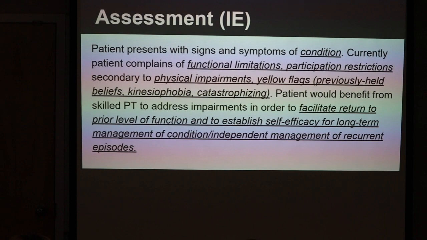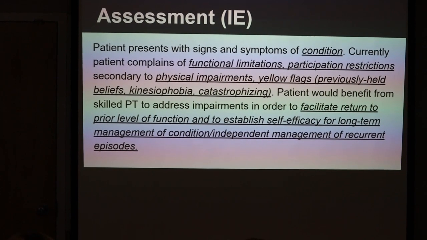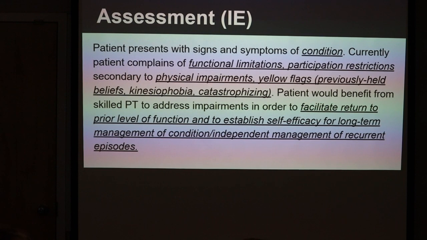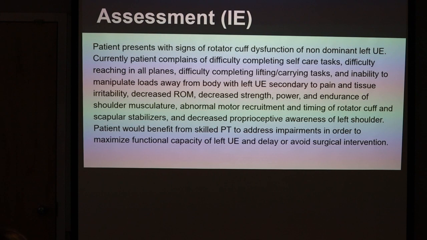The patient presents with signs and symptoms of whatever, which can be a PT diagnosis, but it can also be a medical diagnosis depending on how they're presenting. Currently, the patient complains of functional limitations, participation restrictions, secondary to physical impairments, and then yellow flags if they're in there. Patient will benefit from skilled PT to address, and so on. So it's all the same kind of template for me, and a lot of it ends up sounding the same. Everyone has the same functional limitations, participation restrictions, all pretty automated.